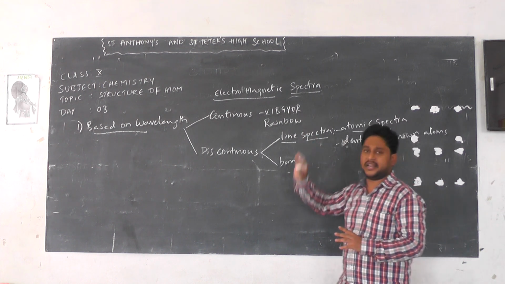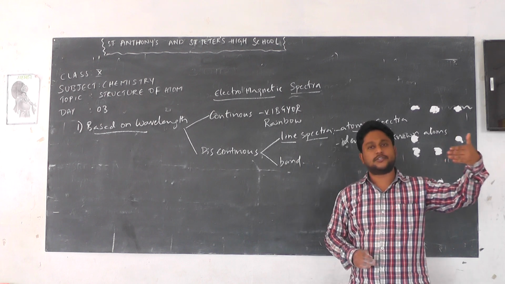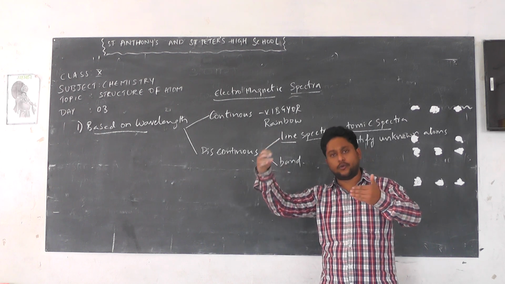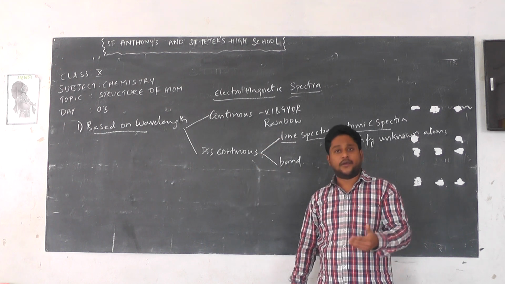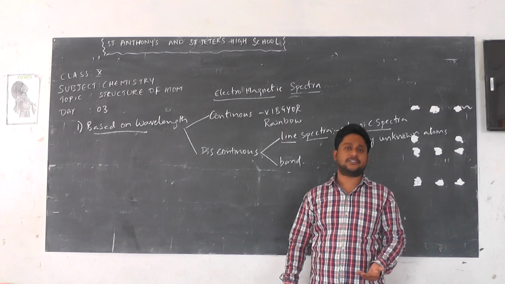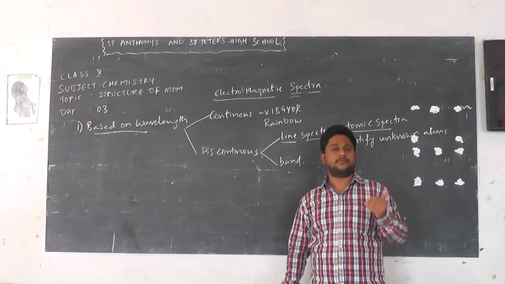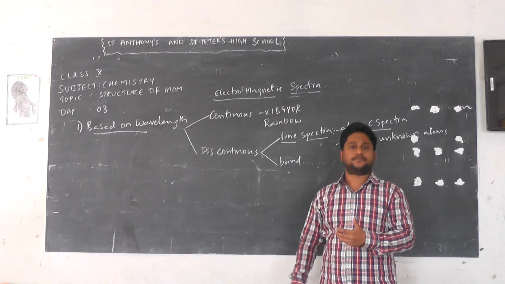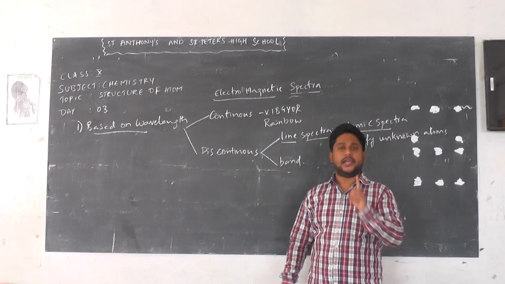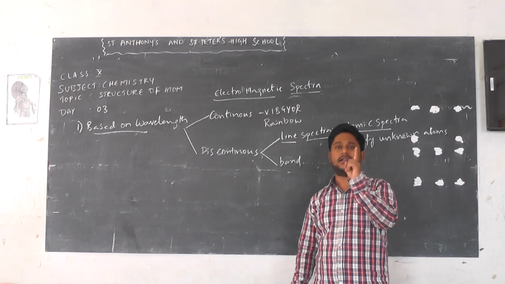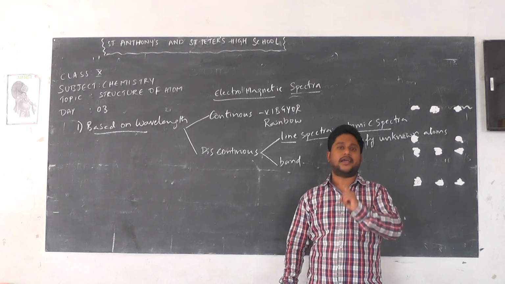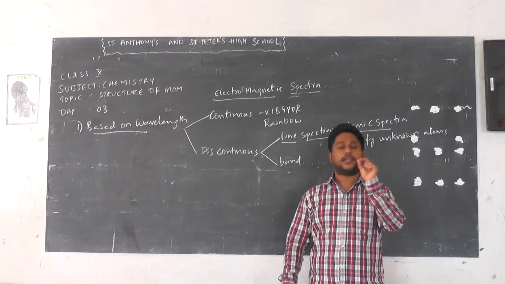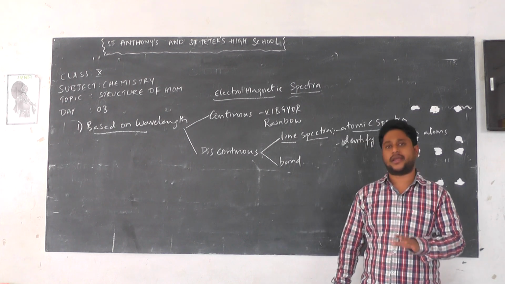Say for example, visible light. When visible light is passed through the prism, it produces violet to red color: violet, indigo, blue, green, yellow, orange and red. But when an atom is in the gaseous phase and is passed through the prism, it does not produce any number of colors. It is going to produce only one light. So each and every element possesses a unique spectra.